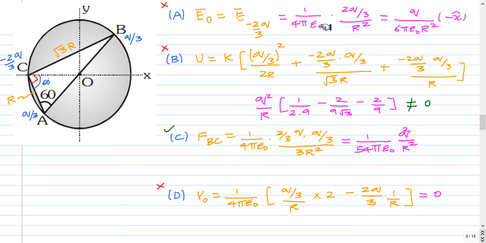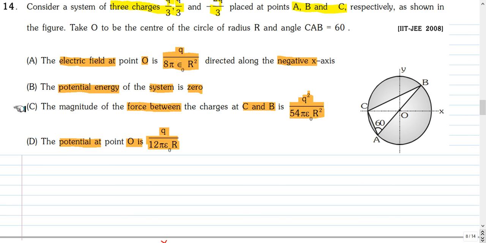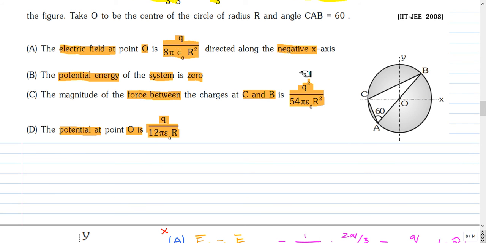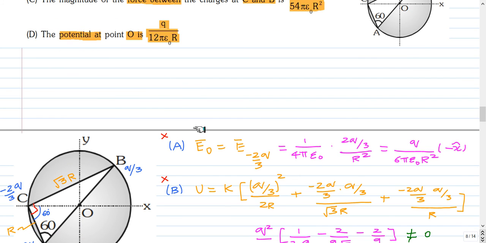So that is 1 by 4 pi epsilon naught, the charge value divided by the distance square. So this is q divided by 6 pi epsilon naught r square, and the direction is minus x hat. The force on a unit positive charge kept at origin will be towards left because it will be attracted. Option A says the electric field is 1 by 8 and it's positive. Now the direction, negative x-axis, is correct, but the magnitude is 1 by 8, whereas here we are getting 1 by 6. So option A is not correct.